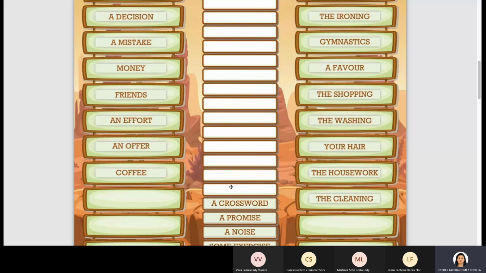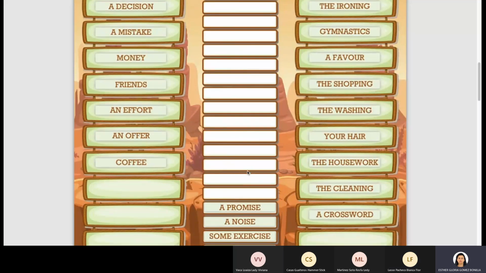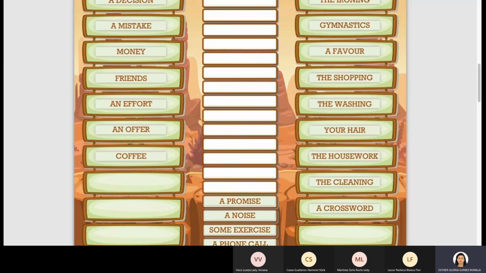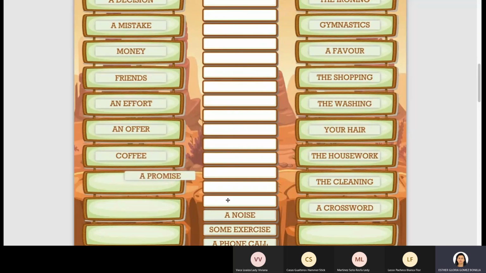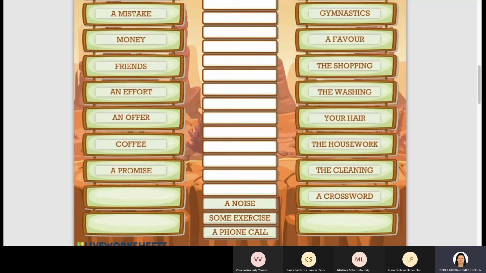A crossword. Intellectual effort. A crossword. Make or do? Do, teacher. Very good. Do a crossword. A promise. Make a promise or do a promise? Make, teacher. Make. Very good. What about a noise? A noise. Make a noise or do a noise?